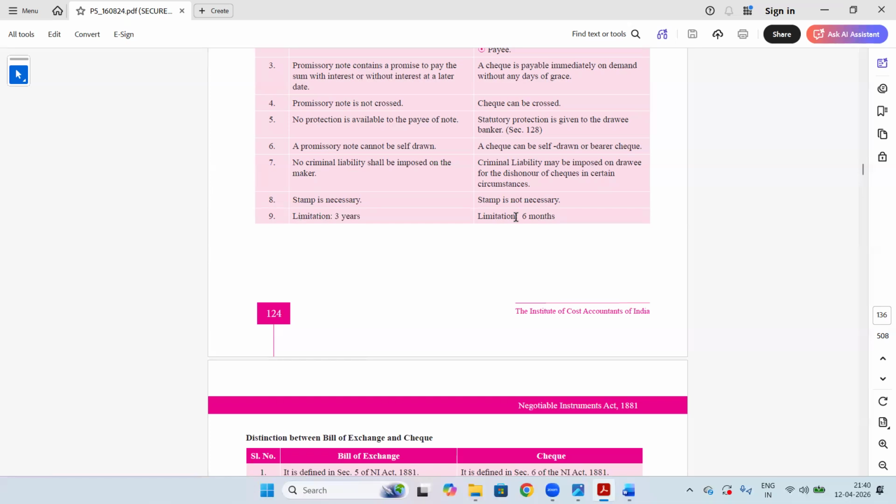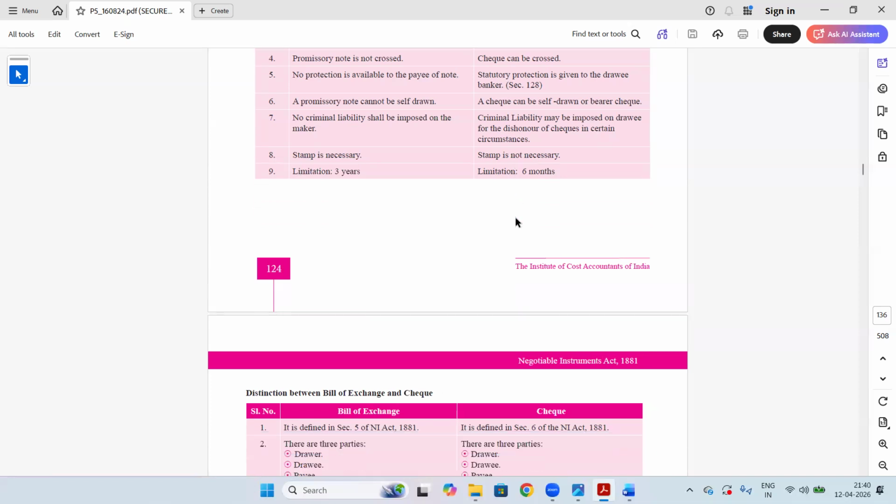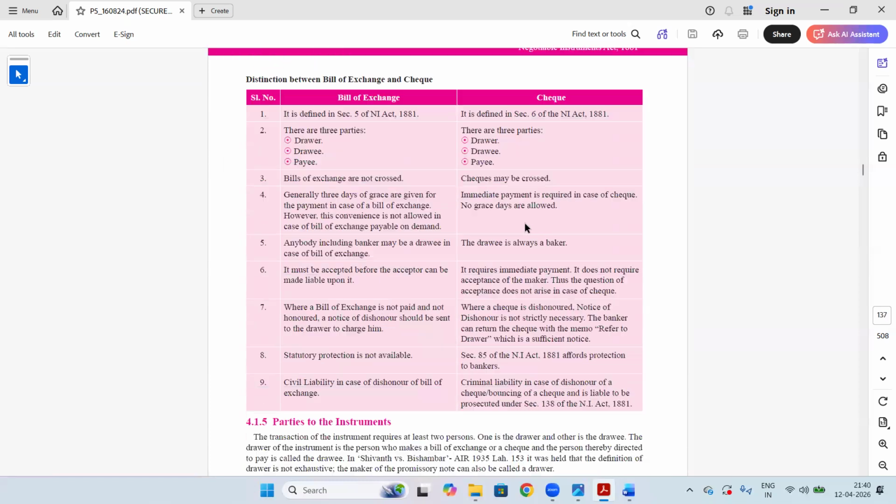A promissory note cannot be self-drawn, whereas a check can be self-drawn. There is no criminal liability in the case of a promissory note. There is a criminal liability in the case of a check. Stamp is necessary in the case of a promissory note. Stamp is not necessary in the case of a check. As far as the Limitation Act is concerned, the time period is 3 years for a promissory note, whereas in the case of a check, it's 6 months.